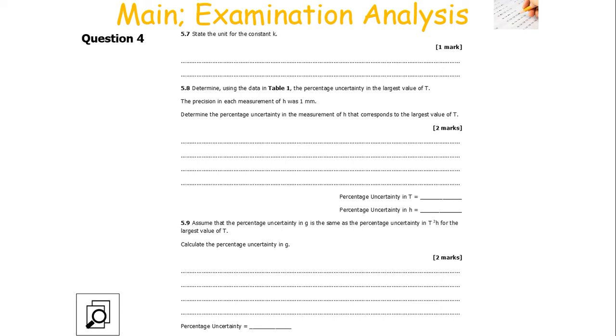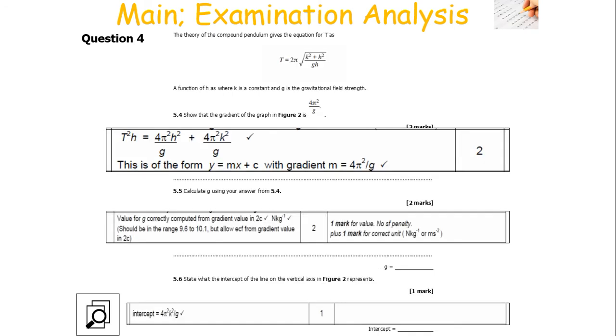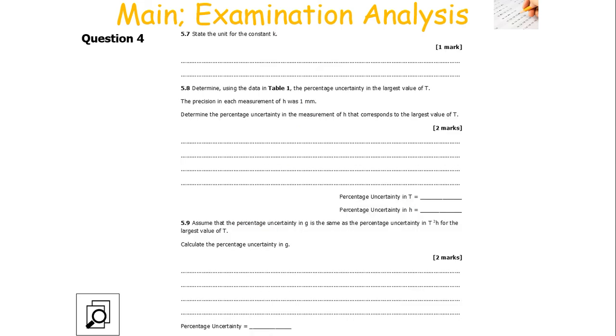Then state the unit for constant k. So what we can then do is, if we know what our intercept is and we know what the unit of the intercept is, we can then work out things based from that, and it works out to be the meter. So we can work it through as such.